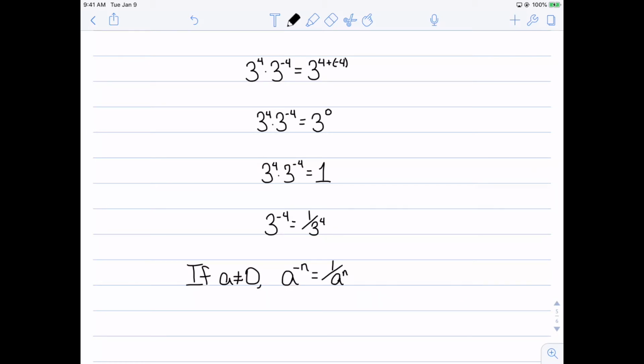In general, if a is not equal to 0, then we have that a to the negative n is equal to 1 over a to the n. So essentially, I can get rid of a negative in an exponent if I move it to the bottom of a fraction. Let's look at some examples of this.